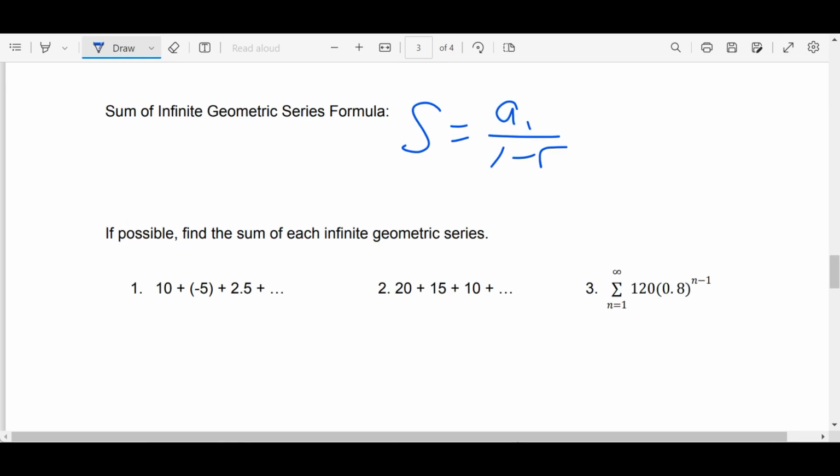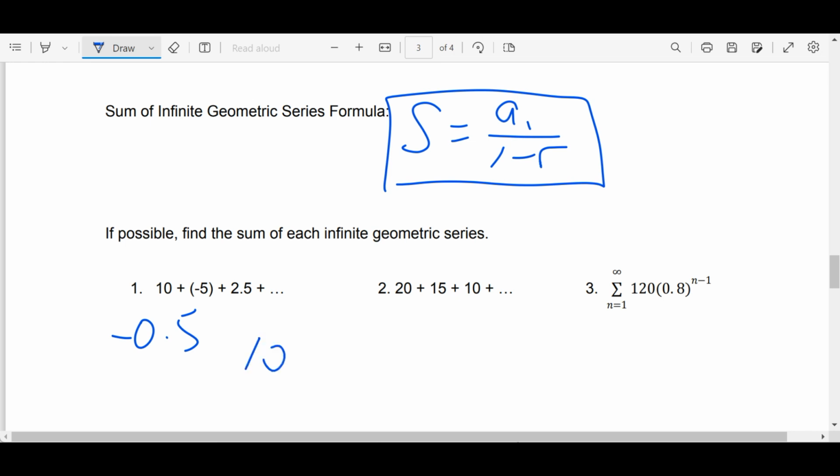Now, if we have a sum of infinite geometric series, we use this formula right here, S equals a sub 1 over 1 minus r. Okay, so let's do some examples. So we got right here, what's the ratio from here to here and here to here? It's going to be negative 0.5. Your r is negative 0.5. Your first term is 10, right? So when we go to do this, it'll be 10 over 1 minus negative 0.5. What will we get? That will get us 10 over 3 over 2. Flip it. You will get an answer of 20 over 3.